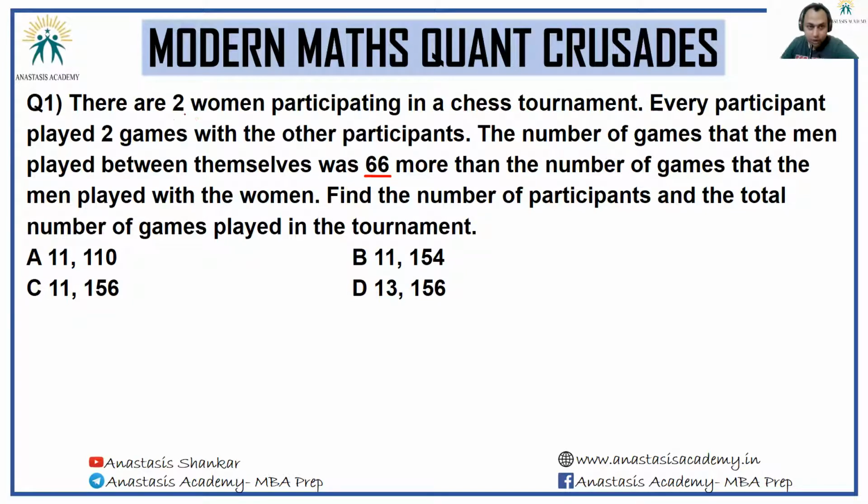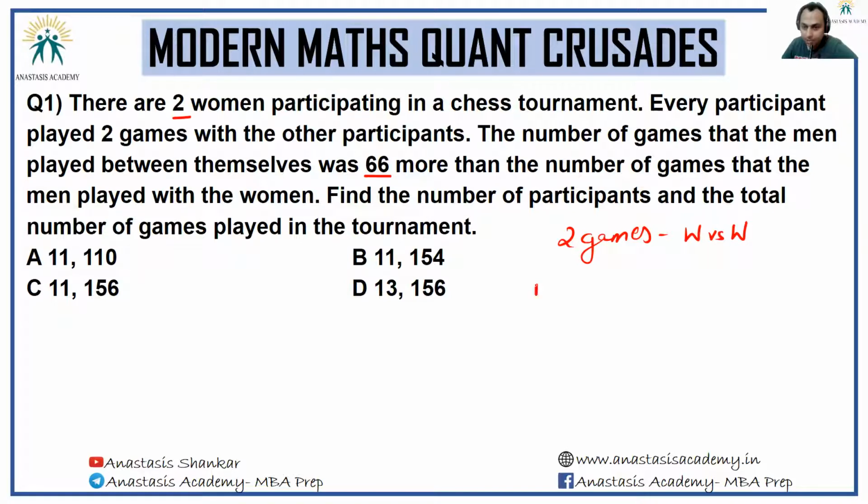Two women are participating in the chess tournament. So how many games have they played with each other? Every woman has played two games with the other woman, so there are two games which are women versus women. And we have been told the number of games that men played between themselves was 66 more than the number of games that the men played with the women.